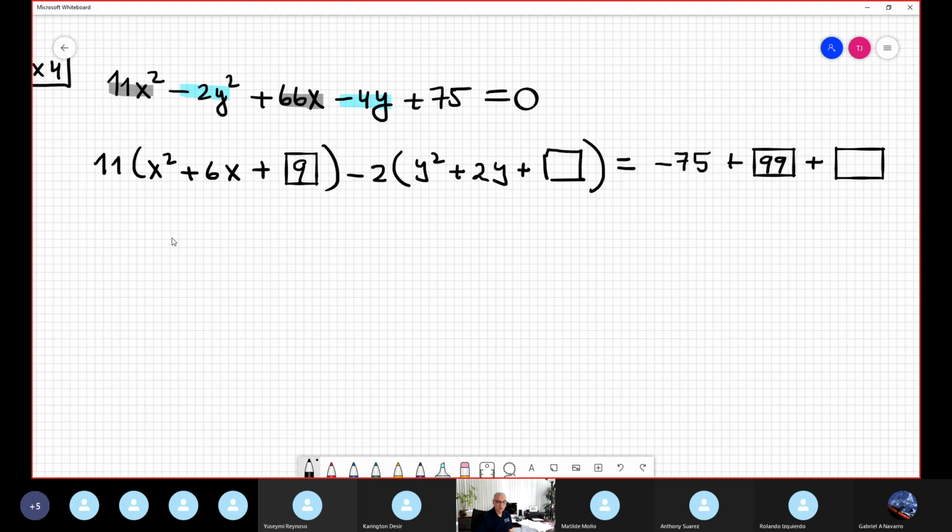Why 99? Because this 9 multiplied by 11, which is a factor outside, is 99. Here it's similar: 2 divided by 2 is 1, squared is 1. So the magic number that we need here is 1. Actually, this is not 1, it is negative 2. Do you see this idea very well or not? Yes or no?